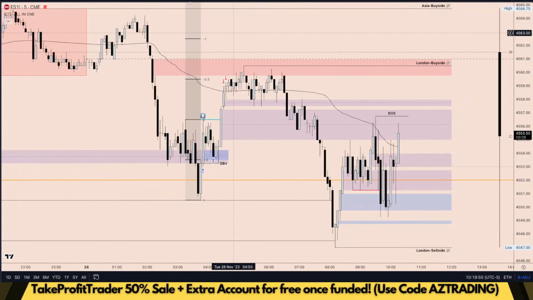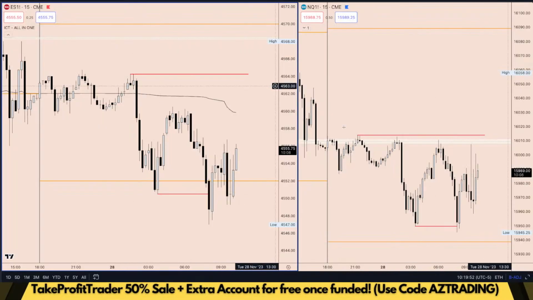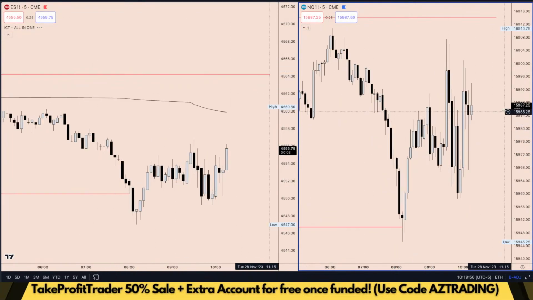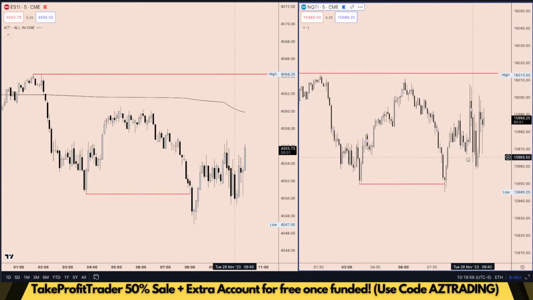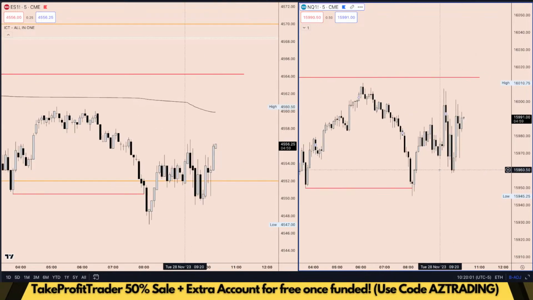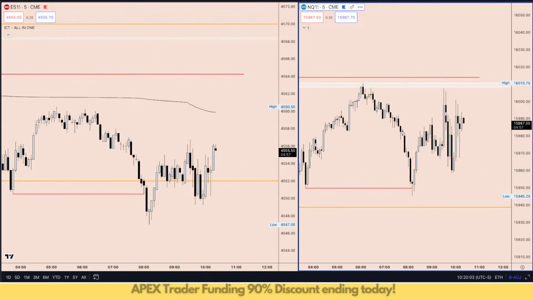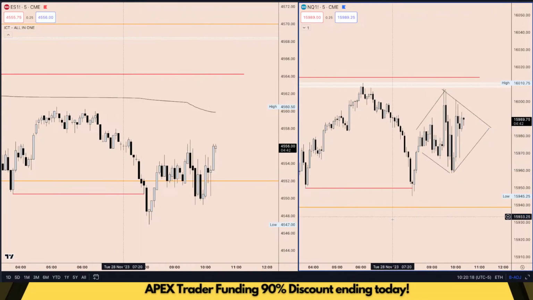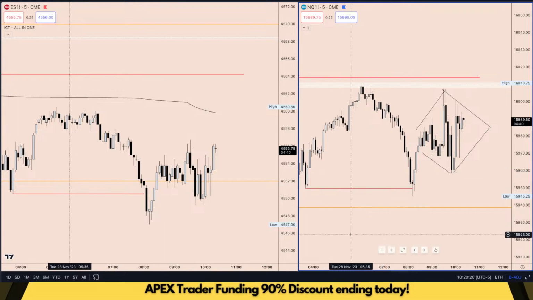Yeah, let's wait. Let's see what NQ is doing. NQ looks like it's struggling a little bit more to get back above the highs. We can see kind of a diamond pattern here on NQ, where we initially form higher highs and lower lows. Now we're forming higher highs and higher lows. You get the idea. Classical charting pattern.